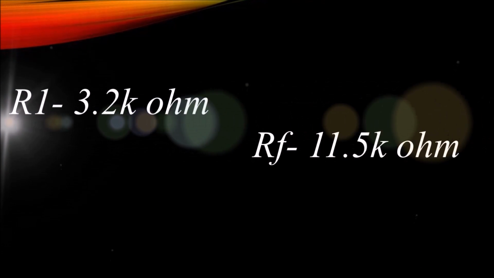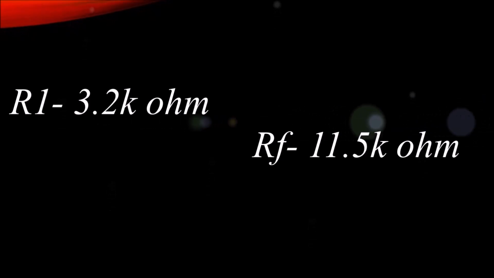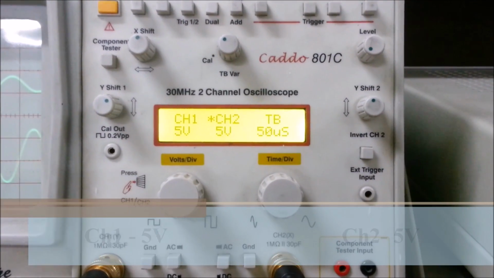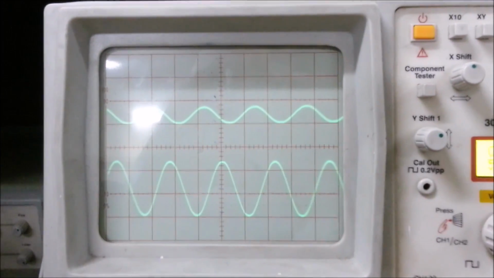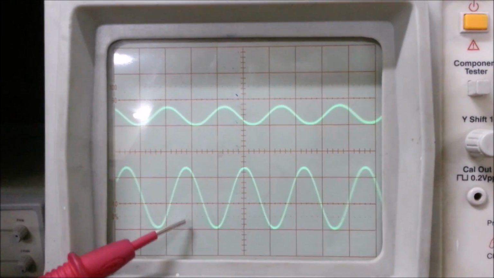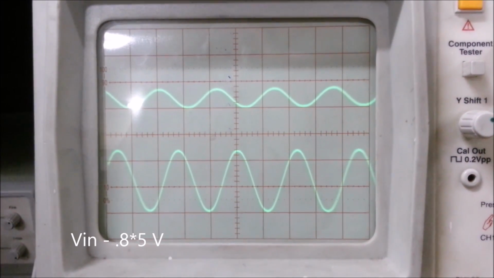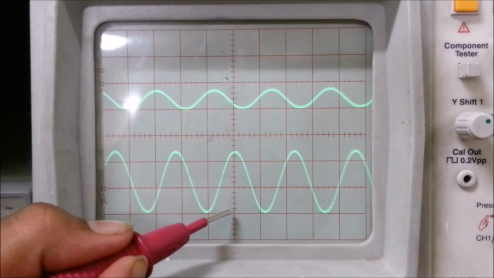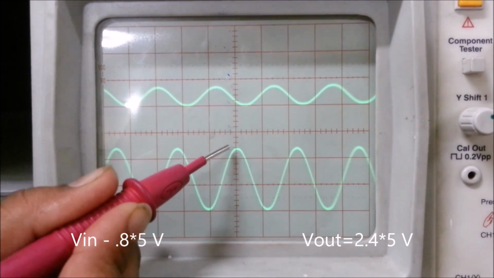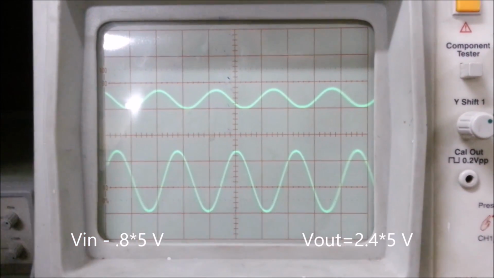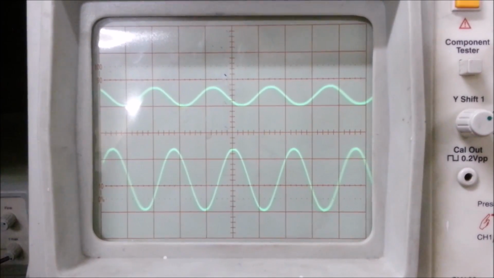Case 2, R1 equal to 3.2 kilo ohms and RF equal to 11.5 kilo ohms. Note down that channel 1 and channel 2 are again at 5 volts. Upper waveform is our input waveform and lower is our output waveform. Our input waveform is kept the same, so it is 0.8 into 5 volts again. Calculating our output waveform, it's block number 1, block number 2, then 2 and 2.4. So output waveform is 2.4 into 5 volts.